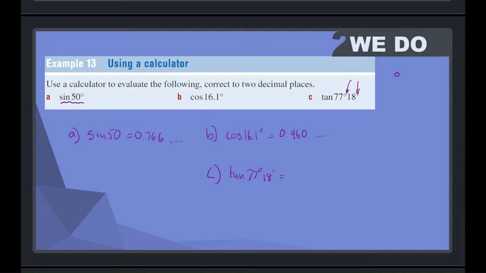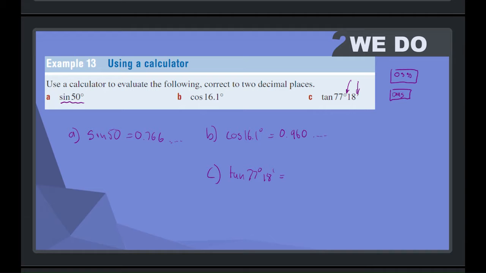there's a button on your calculator that looks like this. It's like a degrees symbol and then an apostrophe and then a double apostrophe. That's your degrees minutes seconds button that you need to press to enter this. If you don't have a Casio calculator, you might have a button that looks like that, DMS, that stands for degrees, minutes, and seconds. So what you'll do here is you'll press 77, then you'll press that degrees button, and then you'll press 18 and you'll press that degrees button.